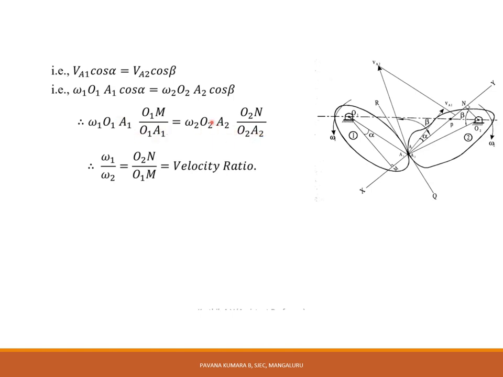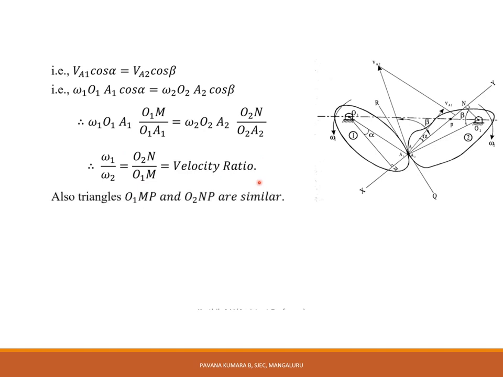Here also similar, O2A2 and O2A2 cancel each other. Then the remaining thing is omega 1 and O1M1. So interchanging, omega 1 divided by omega 2 is equal to O2N divided by O1M. This is called the velocity ratio.